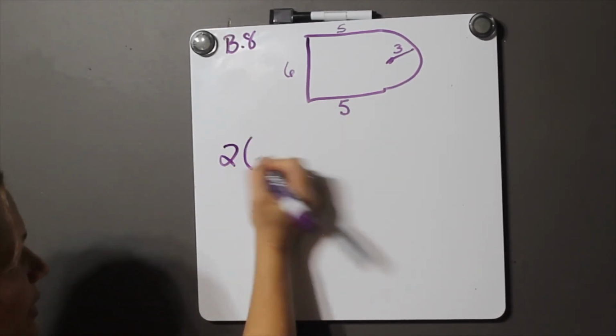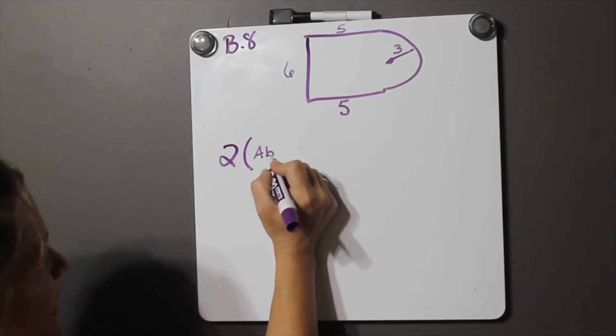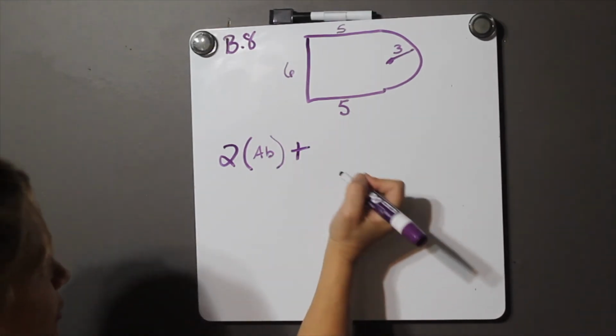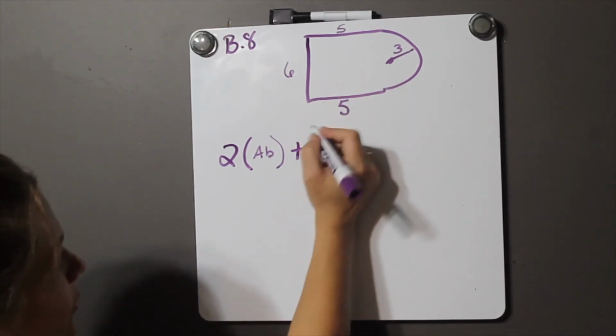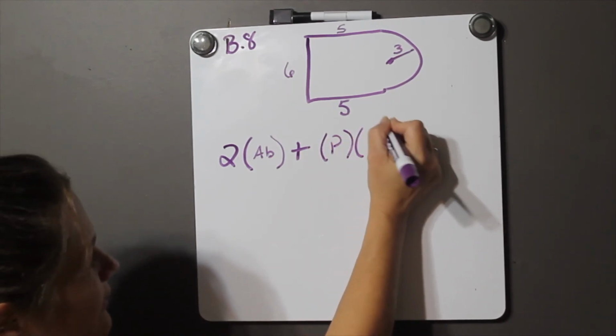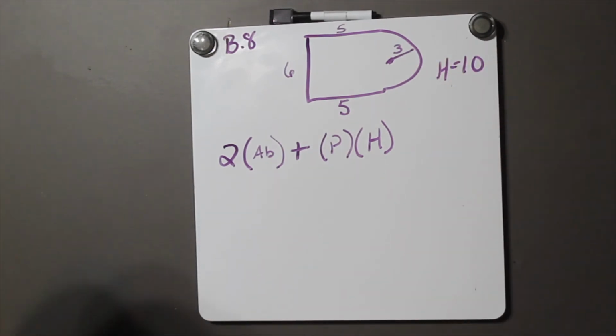Okay, so what we're going to have to find is 2 bases, the area of the base times 2. And then we're going to have to add that to the lateral surface area, which would be the perimeter of the whole figure times the height of the figure. And it tells us in the question that the height is equal to 10 feet tall.